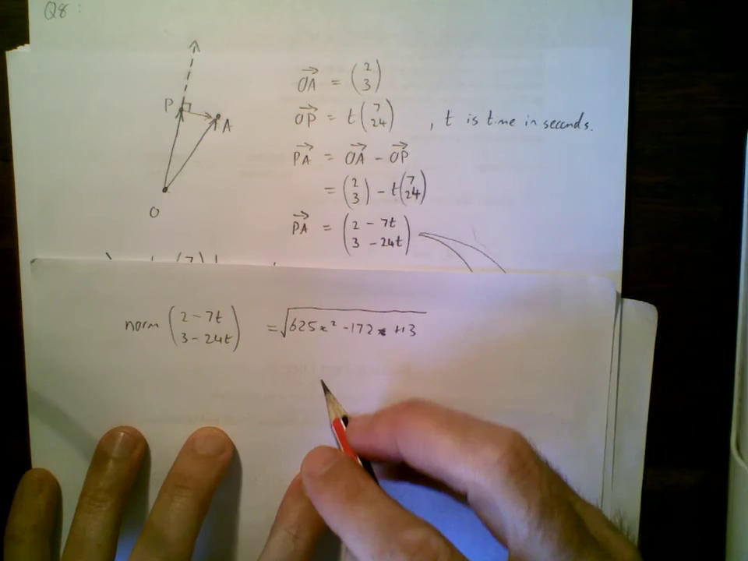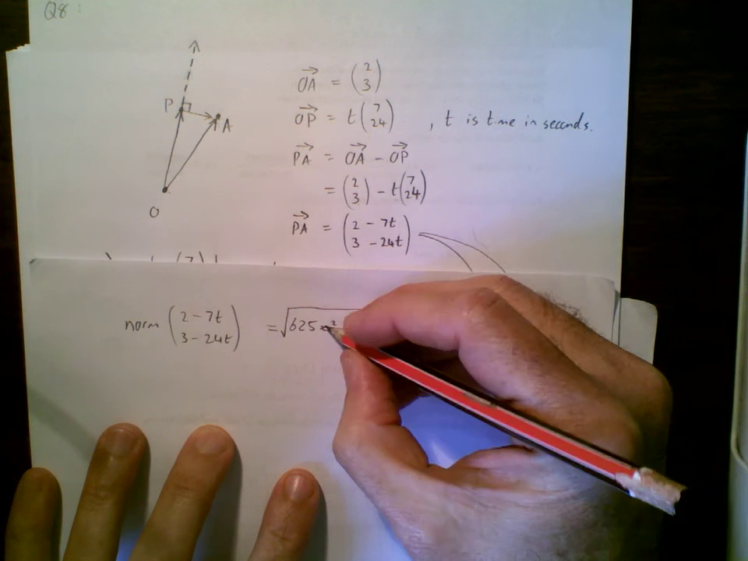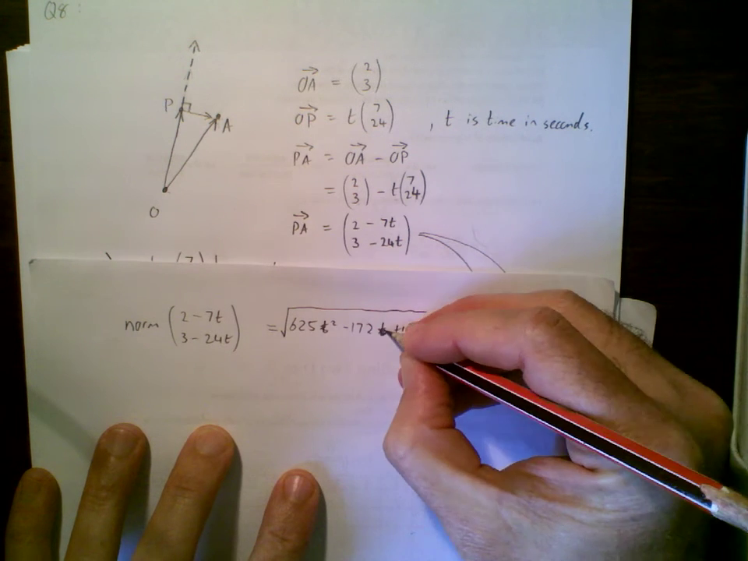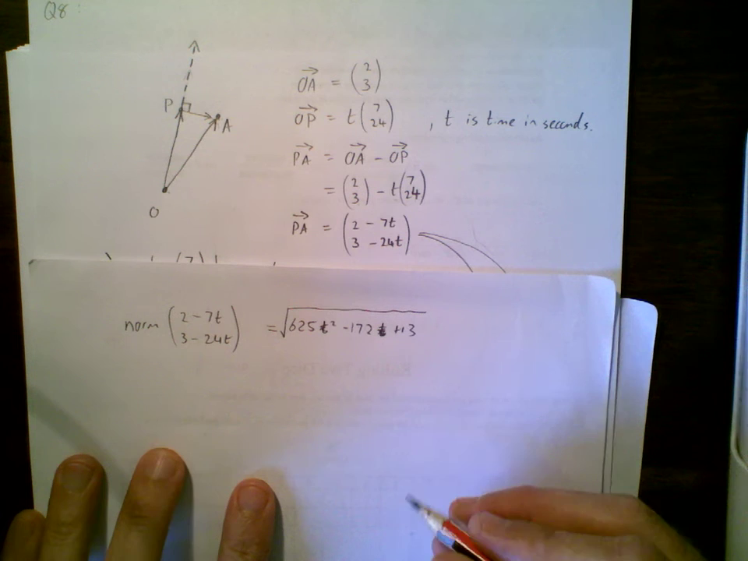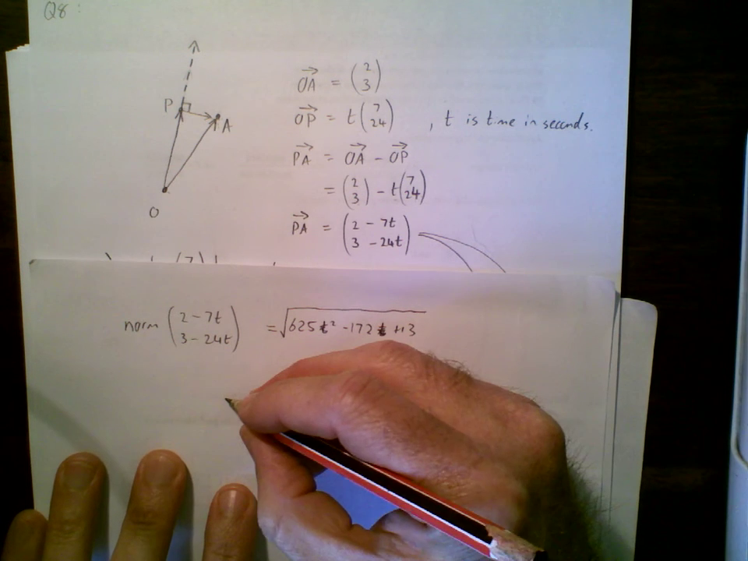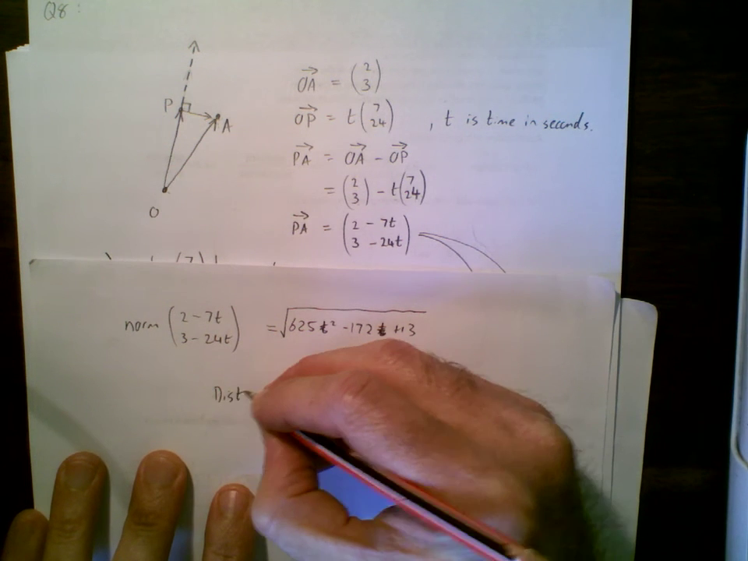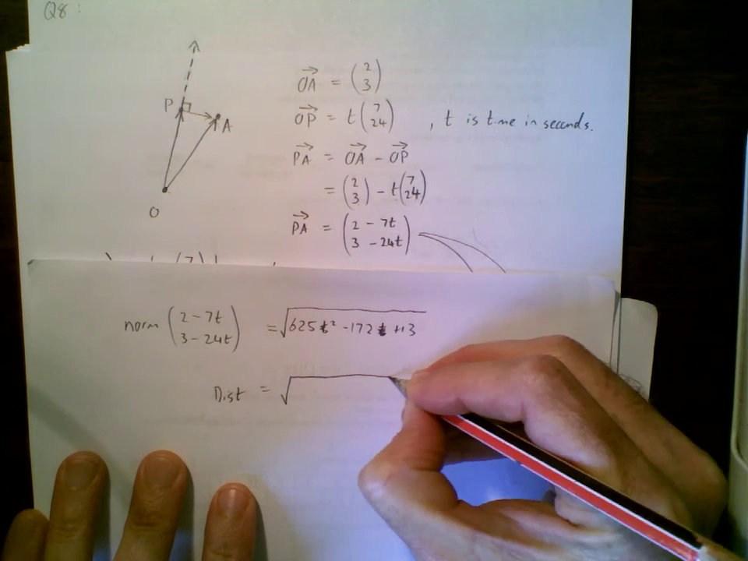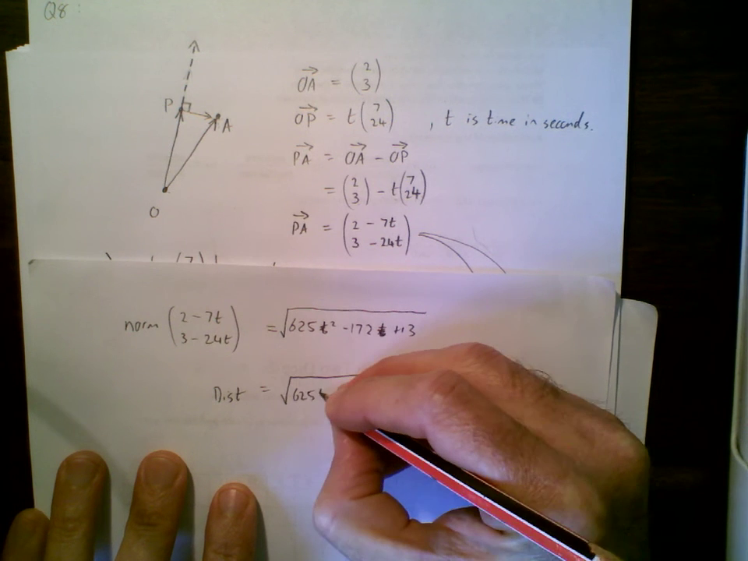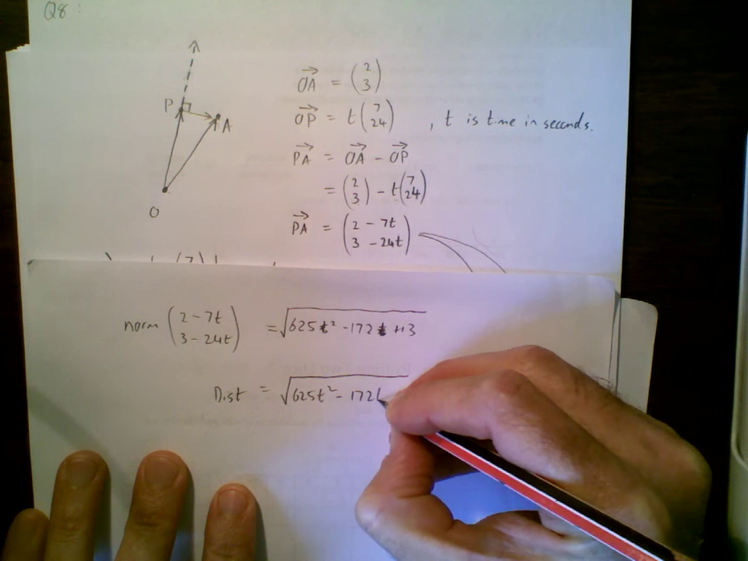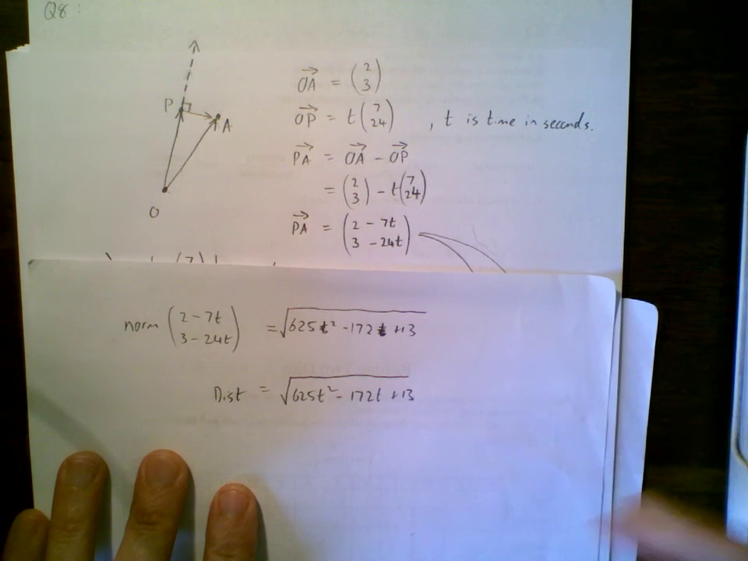Okay, so we've got that expression there. In fact, that should be a t there rather than an x, just so we're consistent with our variables. So then what we could do is graph this distance on our ClassPad very easily: 625t squared take 172t plus 13, and find the minimum value.